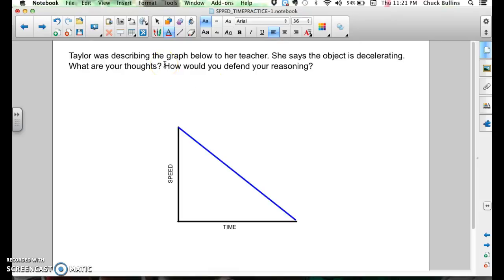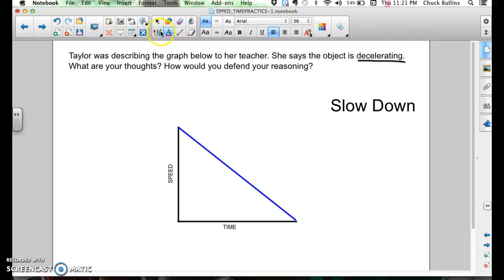Taylor was describing the graph below to her teacher. She says the object is decelerating. You need to know what decelerating is. Hopefully you remember, and you can write in your notes, that decelerating means slow down. That way you can kind of put that in your own terms. What are your thoughts? How would you defend your reasoning?